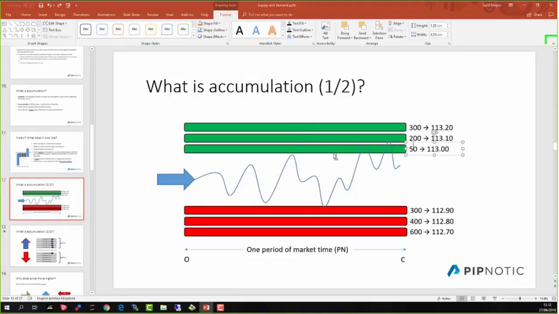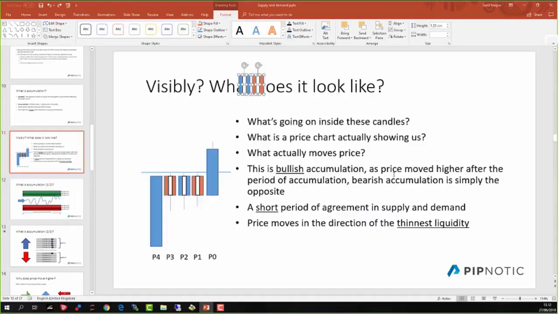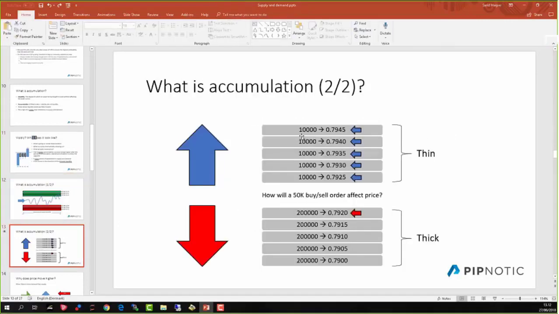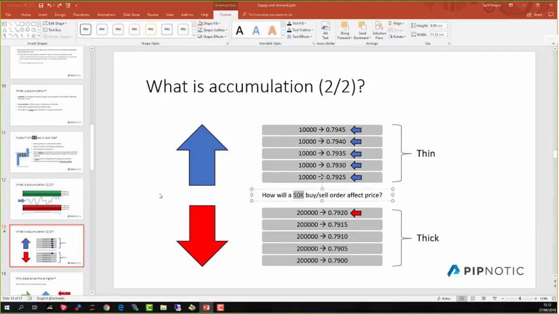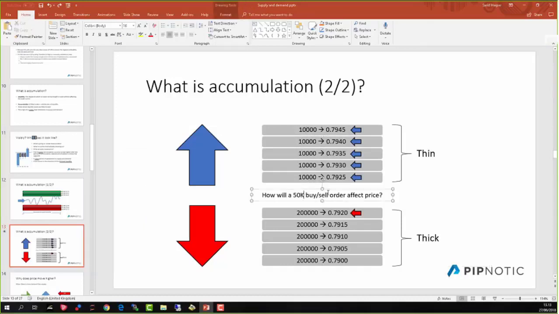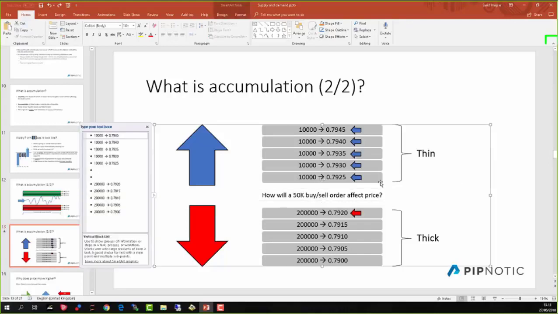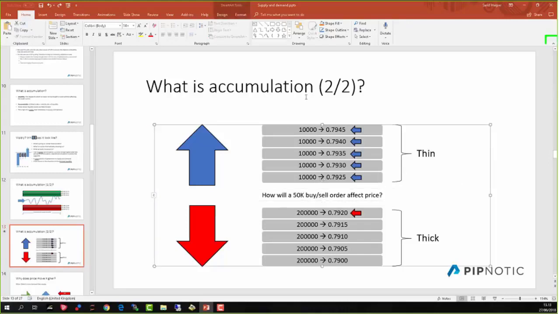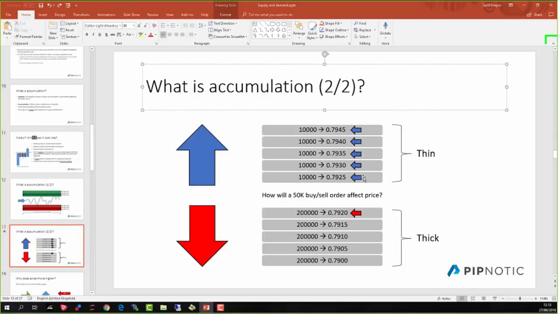Okay, let's have a look at another piece of graphic here. You can see here, assuming for a second that we have an order of 50,000 units to buy or sell. Considering the liquidity available at each area, we have 10,000 here, here, here, here, and here. So if someone comes in and buys 50,000 units of this instrument, of this security, what's going to happen? Well, this is going to happen.